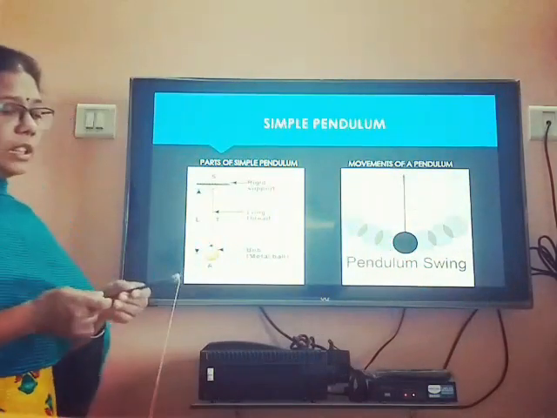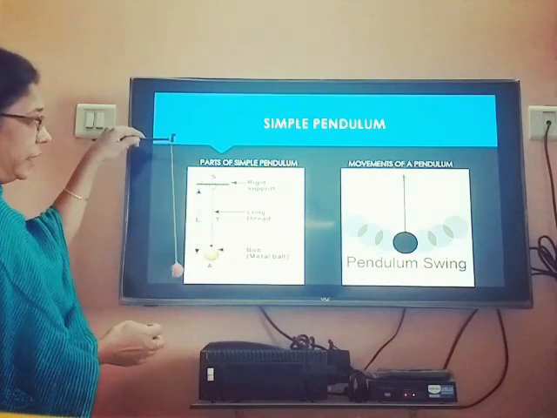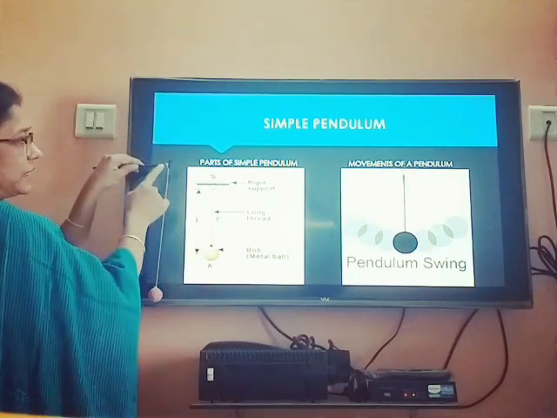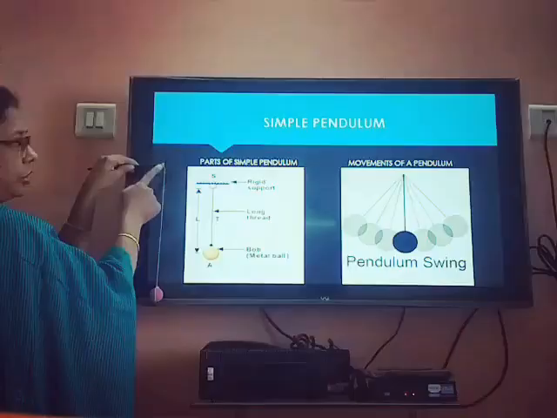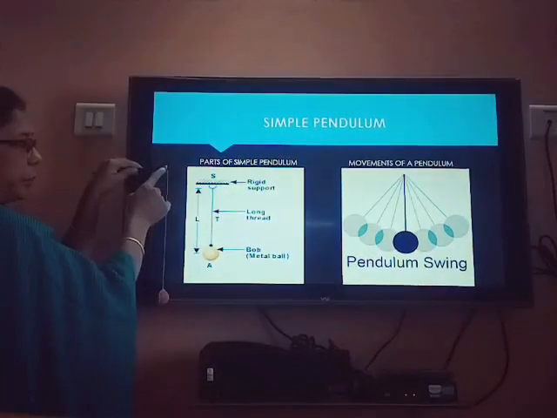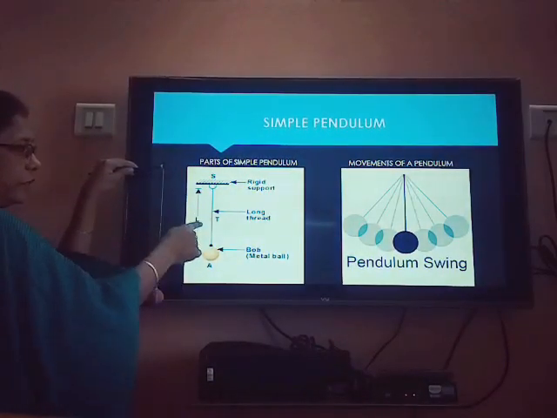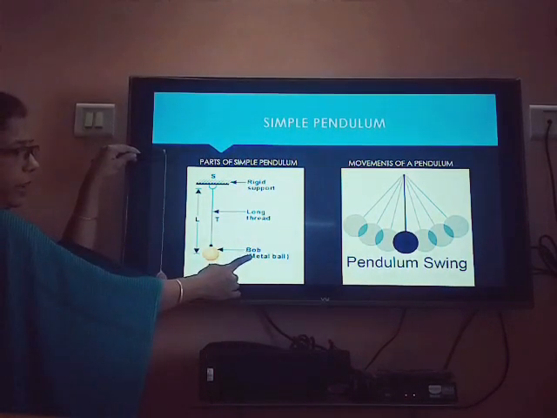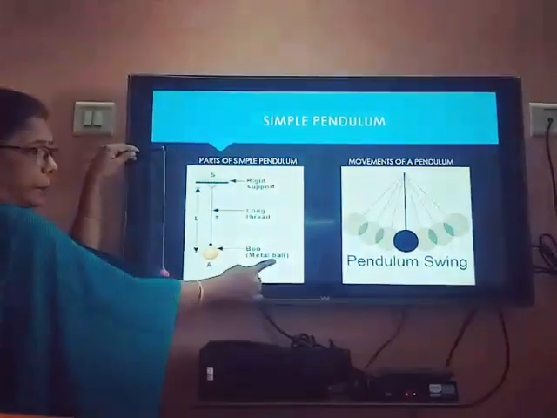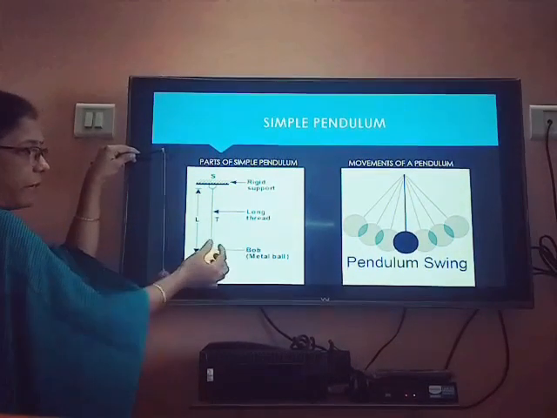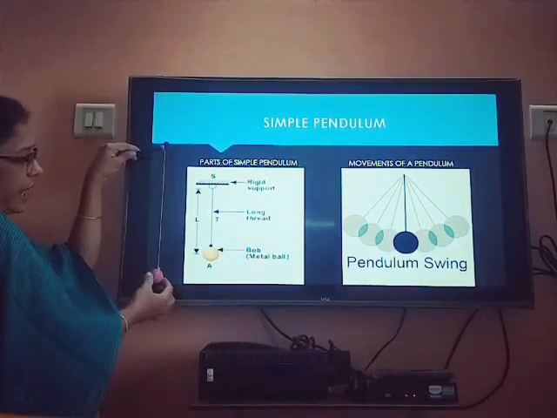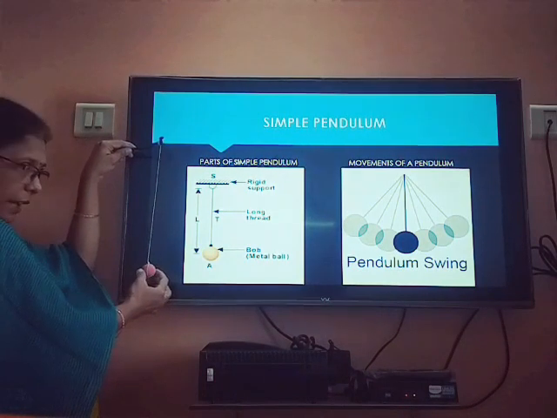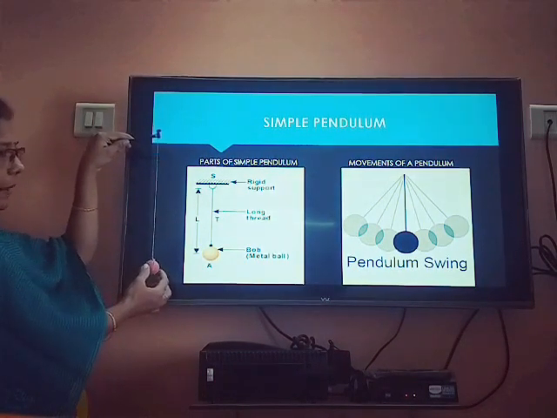So here is a simple pendulum. Can you see? It is fixed at a rigid support. Then you have a length of thread, and at the end you find a bob. Actually, it is made of metal, but since I don't have a metal bob, I use a heavy rubber bob. This is how the pendulum is.